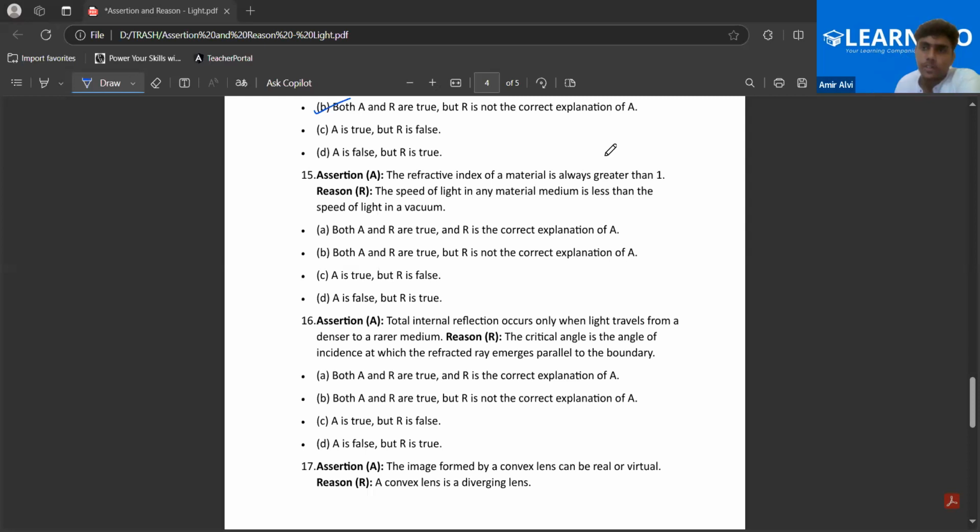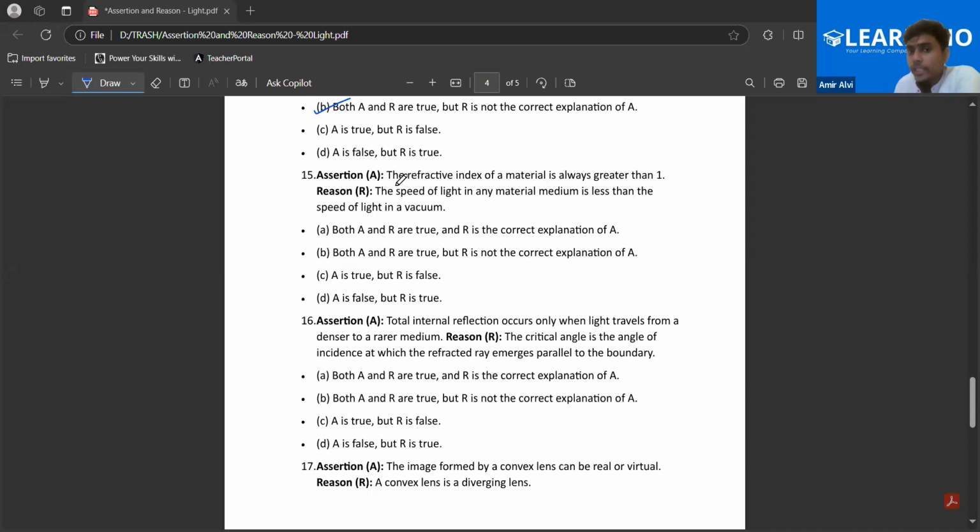Okay, everyone. So let's look at the question. The refractive index of a material is always greater than 1. It is true because if it's 1, it will not be changing the speed, because the refractive index of air is 1, right? Air is a kind of gas. So it means that obviously other materials apart from air will be denser than air.